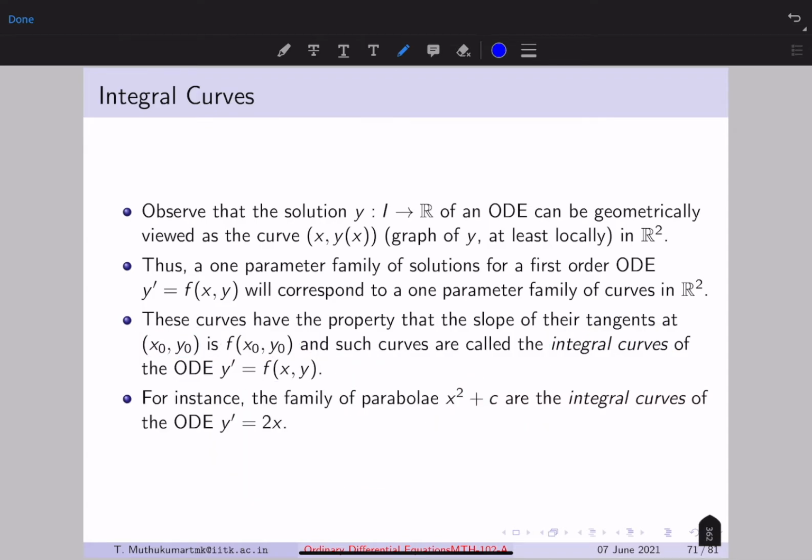Okay. For instance, as we have already seen in some earlier lecture, we have even drawn the graph of this. So when you take this ODE, we had already computed that the family of parabolae are the solutions to this ODE, and these are the integral curves. So in this case, f is 2x. So what is this saying? You are looking for that family of curves where at every point the slope of the tangent is 2x.